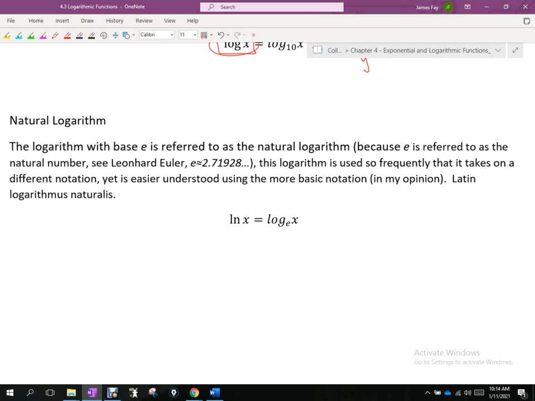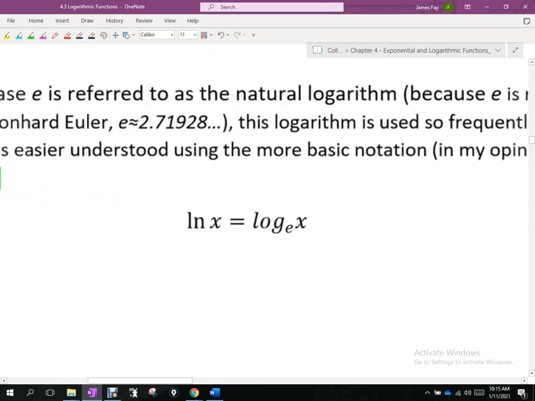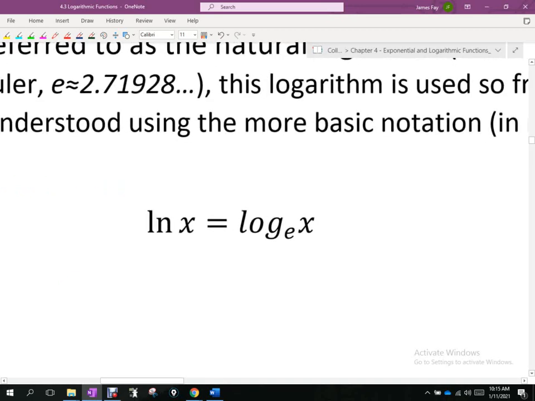Okay, that 2.718 number. Okay. When we use the base e, okay, we call this the natural logarithm, okay? But the notation that we use is ln, and that is because of how we say natural logarithm in Latin is logarithmus naturalis, okay? So there's ln for you right there. Does that make sense?